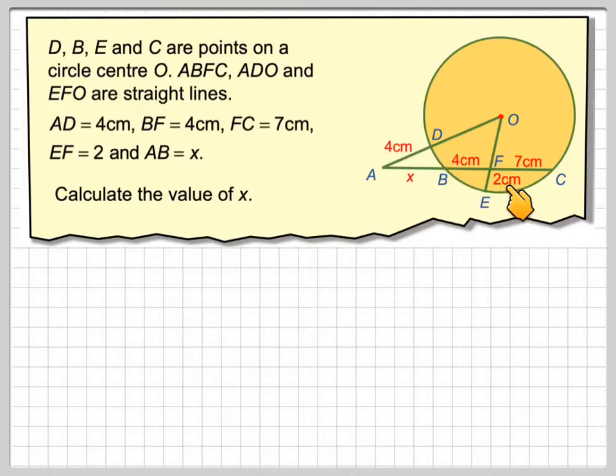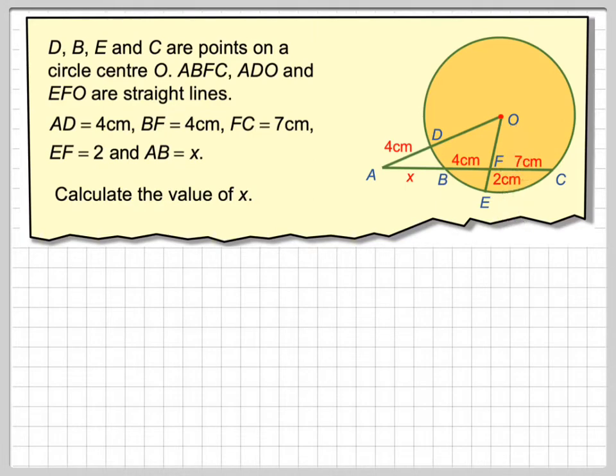D, B, E, and C are points on a circle centre O. A, B, E, F, C is a straight line. ADO is a straight line, and EFO is a straight line.